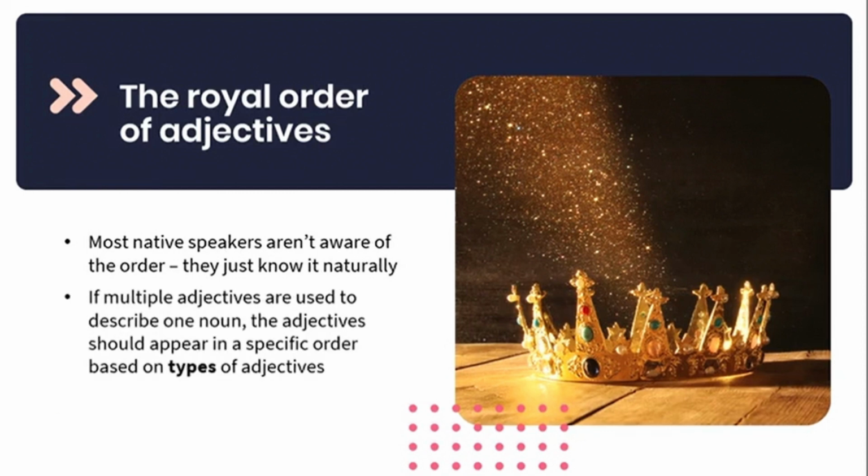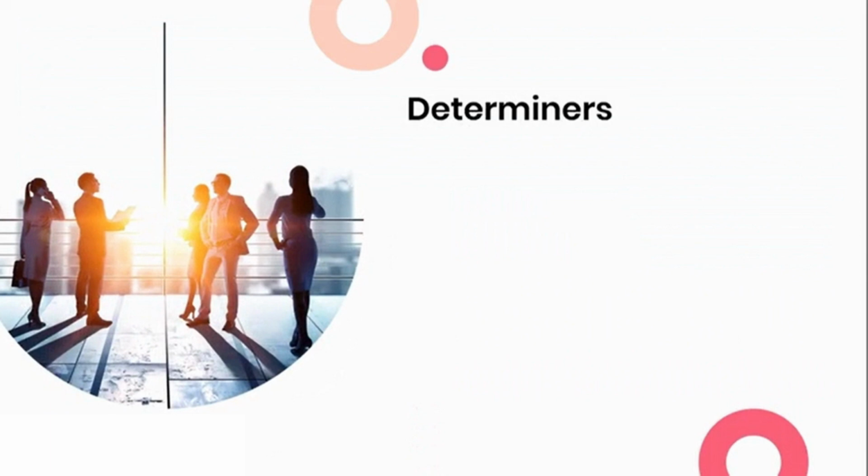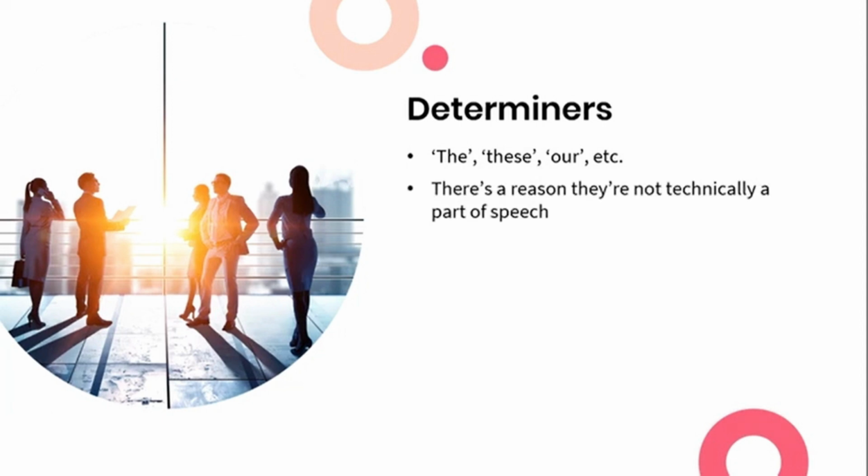If multiple adjectives are used to describe one noun, the adjectives need to appear in a specific order based on the types of adjectives. Let's briefly go over each of these types and the order in which they should appear. Firstly, there's the determiner. Remember determiners from the last lesson? Determiners are words like the, these, and our that make a noun more specific. Well, there's a reason why they aren't technically considered a part of speech.